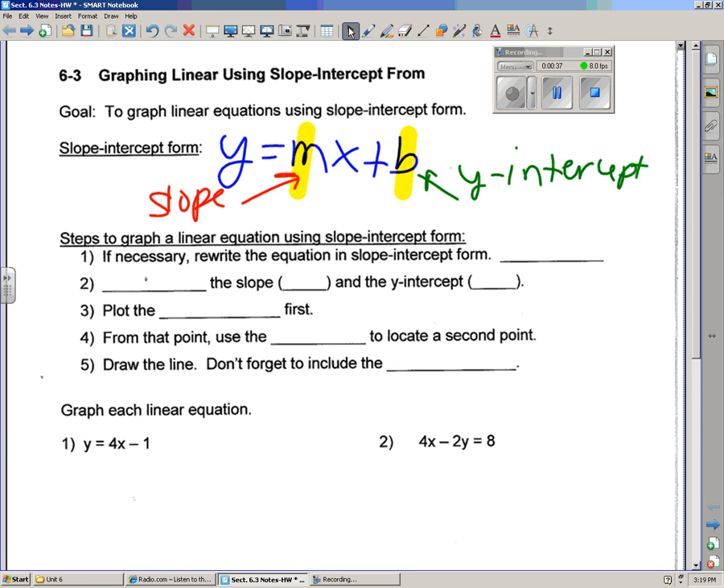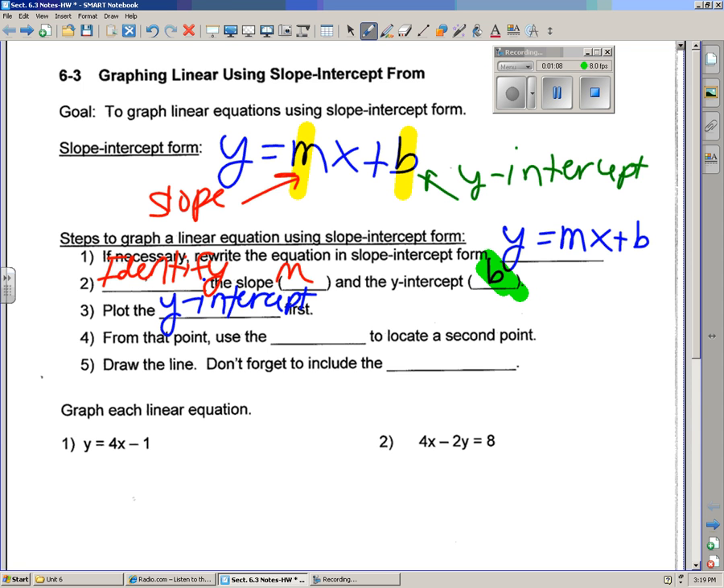When you graph an equation using slope-intercept, make sure that you are in the correct form. You need to be in y equals mx plus b. If not, you've got to manipulate the equation in order to do so. When you're in this form, you can identify the slope, remember that's your m, and the y-intercept, which is your b. You're always going to plot the y-intercept first. What's nice about the y-intercept is that its letter is b, and it tells you where to begin your graph. So b is another thing to think of as where you begin your graph.